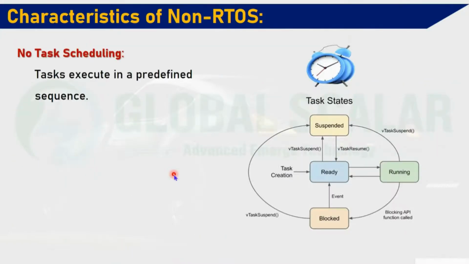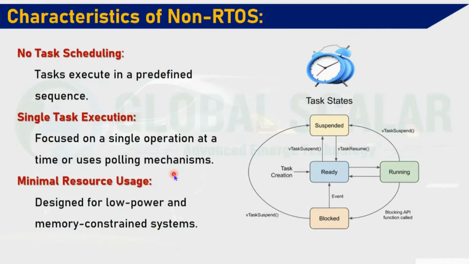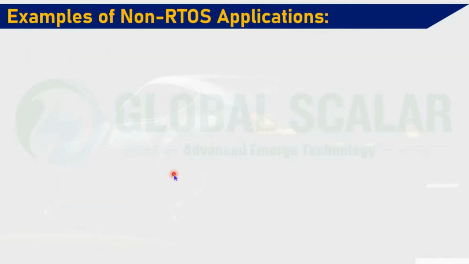What are the characteristics of non-RTOS? So there is no task scheduling. The tasks are executed in the sequence we define, it will be single execution. So mostly a single task will be executed at a time, using a polling mechanism. So here the resource usage is minimal, the hardware complexity is very low, so the utilization of power is also very low, and it suits memory-constrained systems.